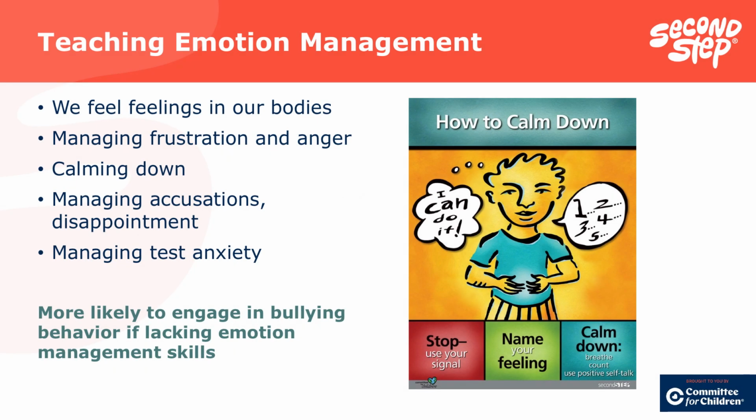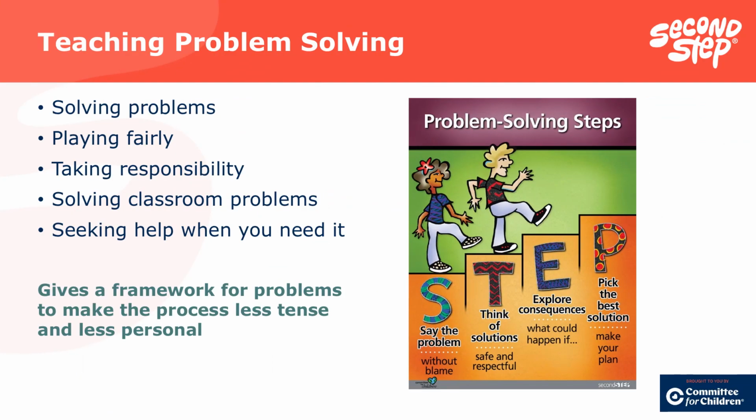That is certainly my favorite video from the program there. So moving on, the problem solving unit is the fourth unit in the Second Step program. And this really gives a framework for problems to make the process less tense and less personal. We know that victims of bullying often lack effective social problem solving skills, and the children who bully also lack social awareness and empathy. And bystanders can really help stop bullying by properly assessing a problem and making it less tense and less personal using the skills taught within the problem-solving unit.